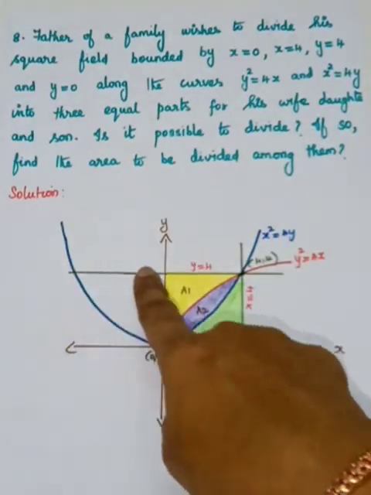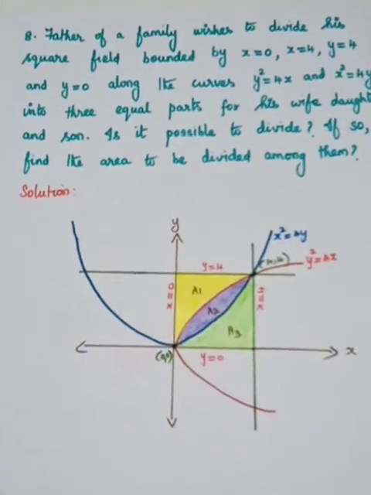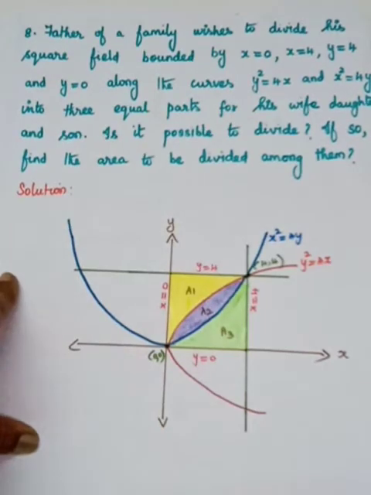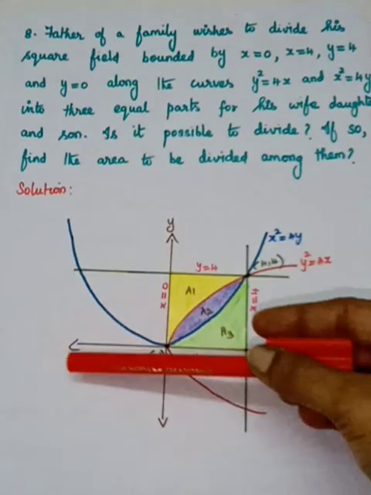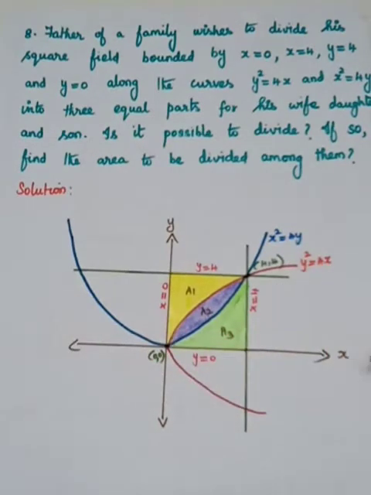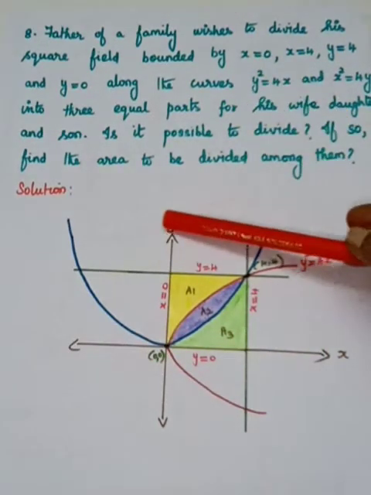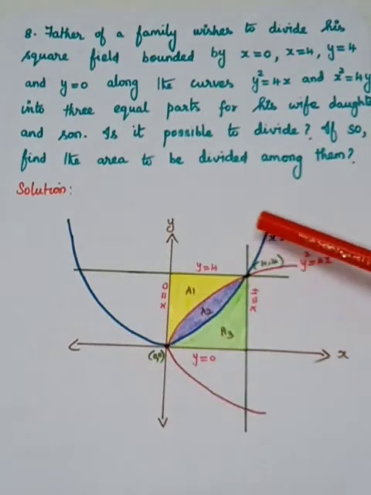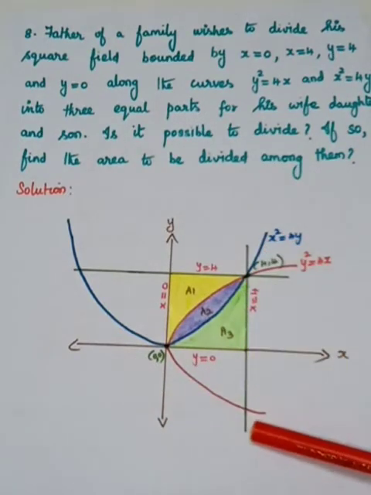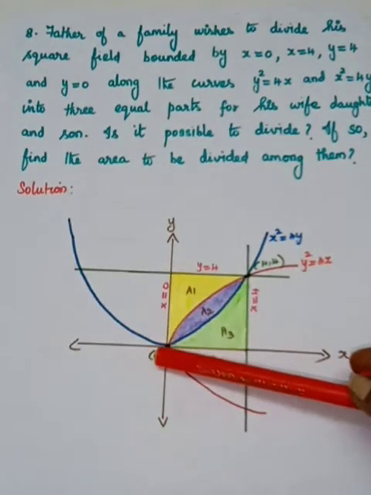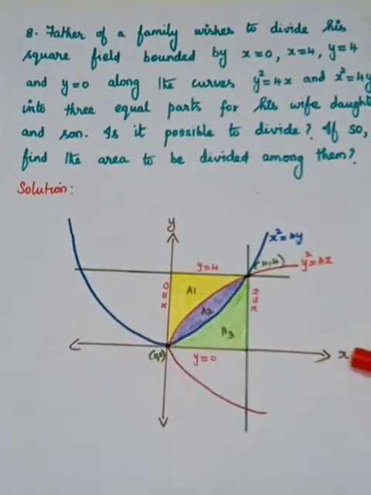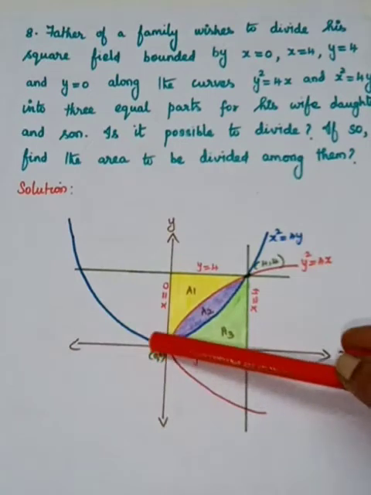So you have the line y is equal to 4. Okay, so next one, y is equal to 0. Y is equal to 0 is nothing but the x-axis. So one side x equal to 0 means the y-axis. Another side x equal to 4. Next y is equal to 4, this is the line. And y is equal to 0 means the x-axis. So you will get a square field.